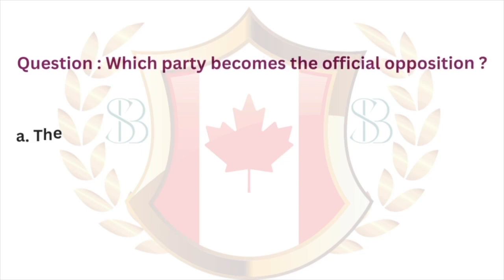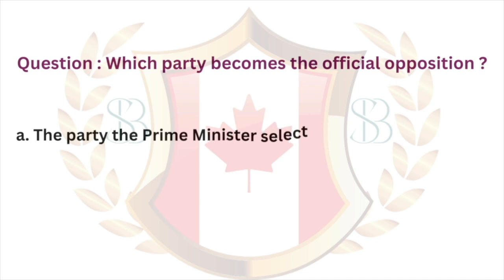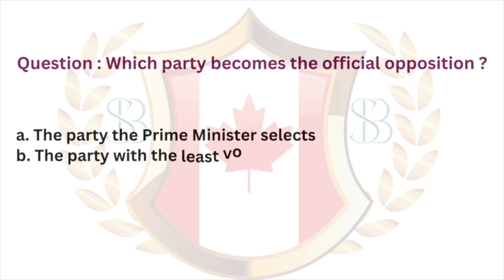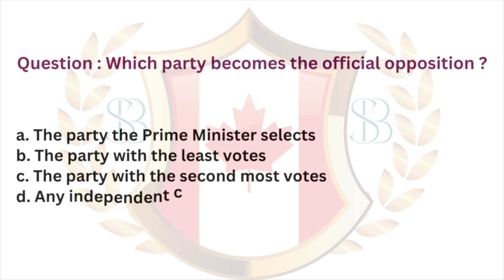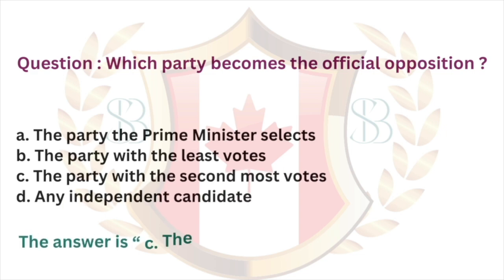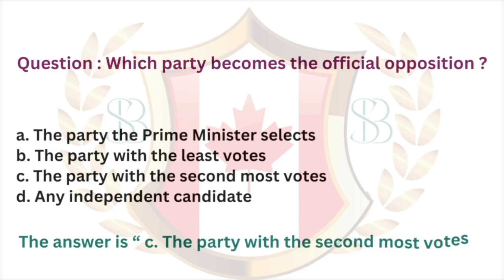Question: Which party becomes the official opposition? A, the party the Prime Minister selects. B, the party with the least votes. C, the party with the second most votes. D, any independent candidate. The answer is C, the party with the second most votes.